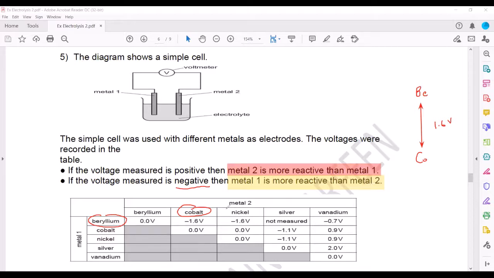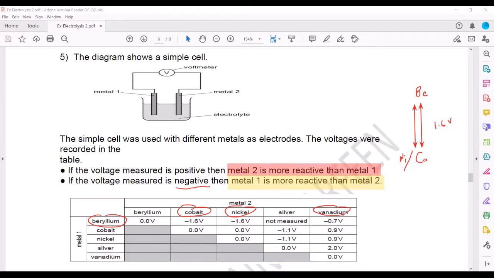Then we use beryllium and nickel. When we use metal 1 beryllium and metal 2 nickel, it is also producing the same voltage. So the difference in the reactivity of beryllium and nickel is also the same as beryllium and cobalt. So we have the same position for nickel as well. Then beryllium and silver is not measured. We did not measure. And then beryllium and vanadium, that is negative, and we are getting 0.7.